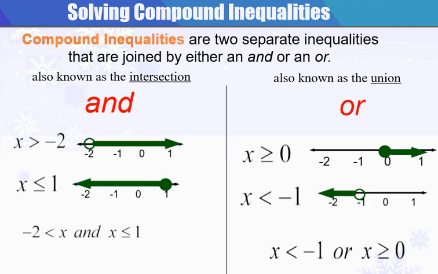Compound inequalities, vocab word. I kind of already mentioned this already. They are two separate inequalities that are joined by either an and or an or statement. An and statement is also called an intersection because it's where two inequalities overlap. An or compound inequality you'll also hear called a union because it's where two of them are brought together to make one.